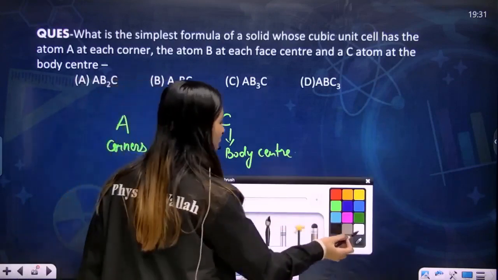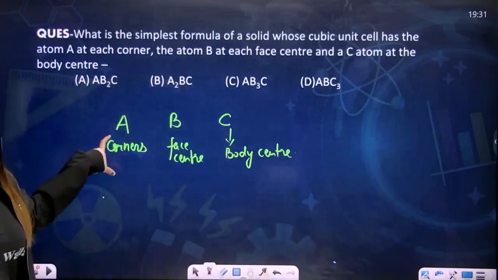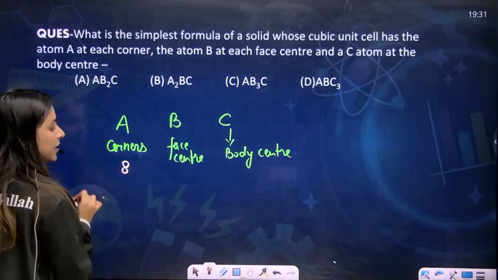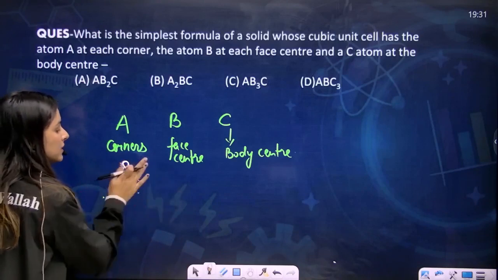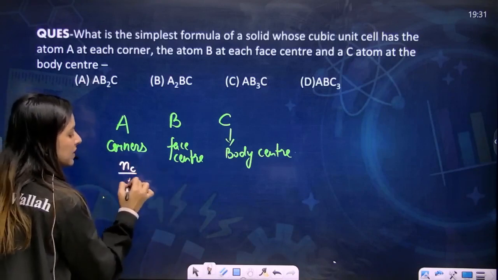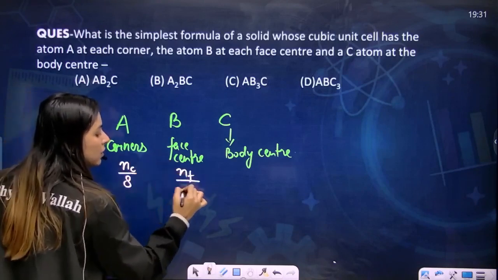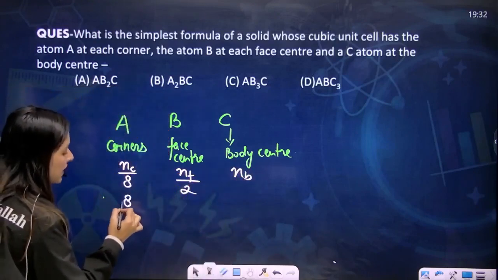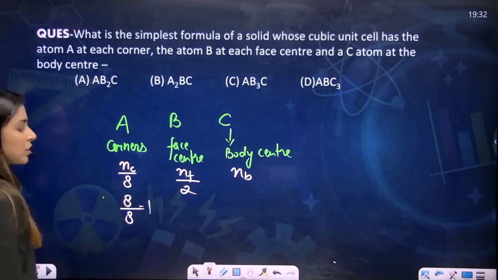See, since A is present at all corners, how many corners are there? 8, right? 8 corners, and we know that the contribution is NC by 8, NF by 2, and NB. So here the total number of corners is 8. 8 atoms are present, so the contribution is 1.